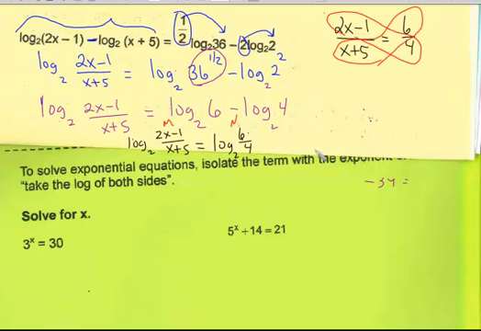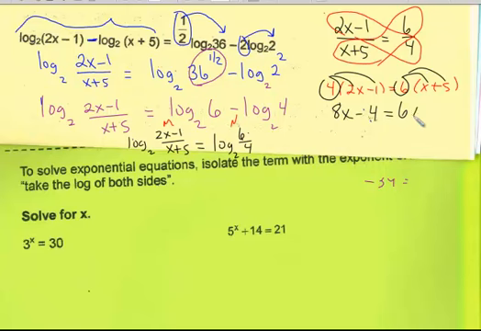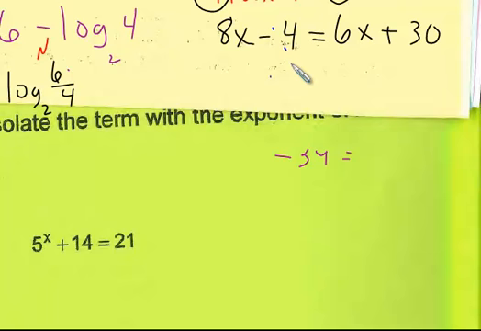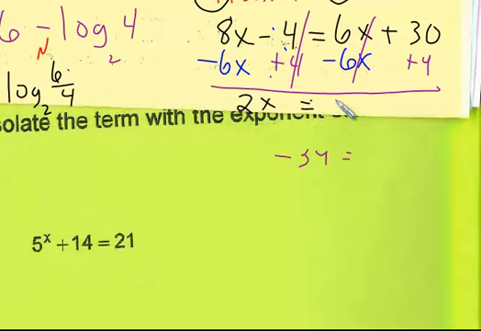Let's solve for x. 4 times 2x minus 1 equals 6 times x plus 5. Remember to distribute to both terms inside the parentheses. 8x minus 4 equals 6x plus 30. Subtract 6x from both sides and add 4 to both sides. We get 2x equals 34, so x equals 17.